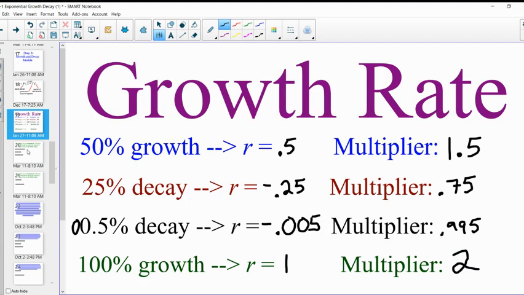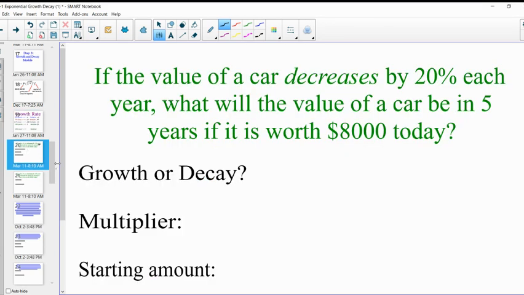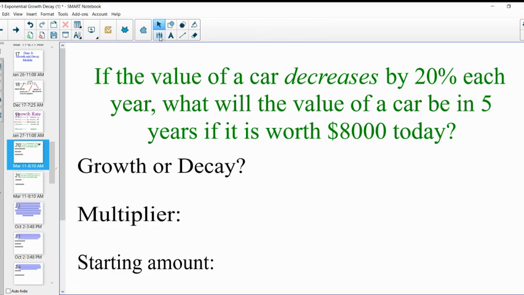A few examples that I'd like to go through. I've got one example here where my car is decreasing in value by 20% each year. I want to know what is the value of the car in 5 years if today my car is worth $8,000. So we'll gather the information on this slide and then we'll actually get some numbers on the next one. Growth or decay, well, we've got decreasing value, so this is going to be a decay model.